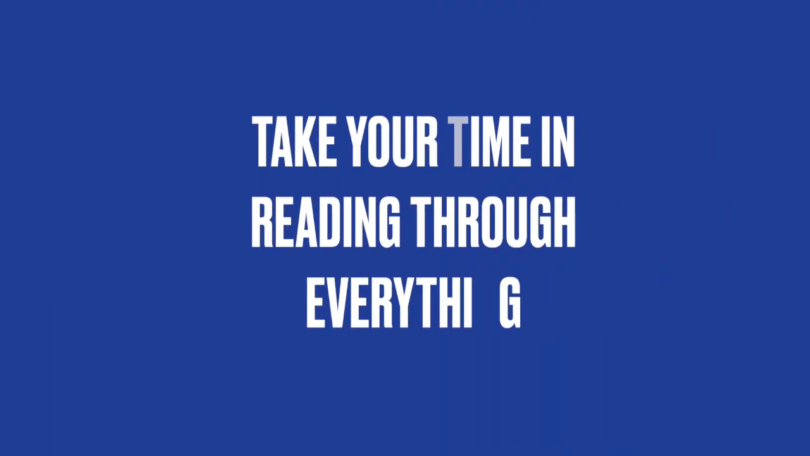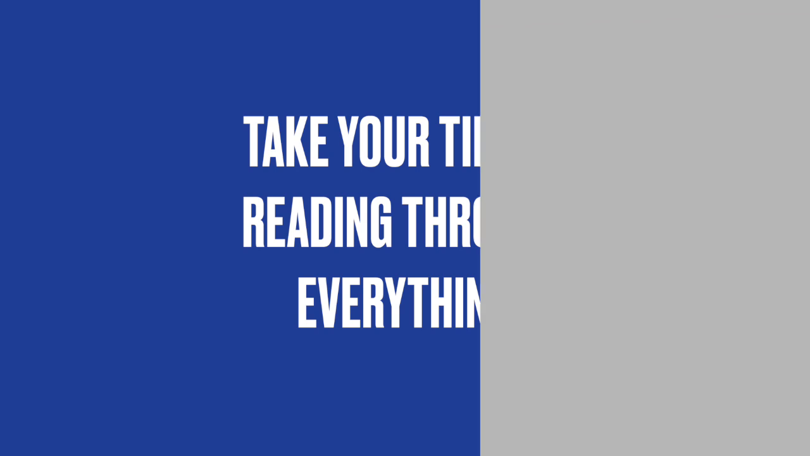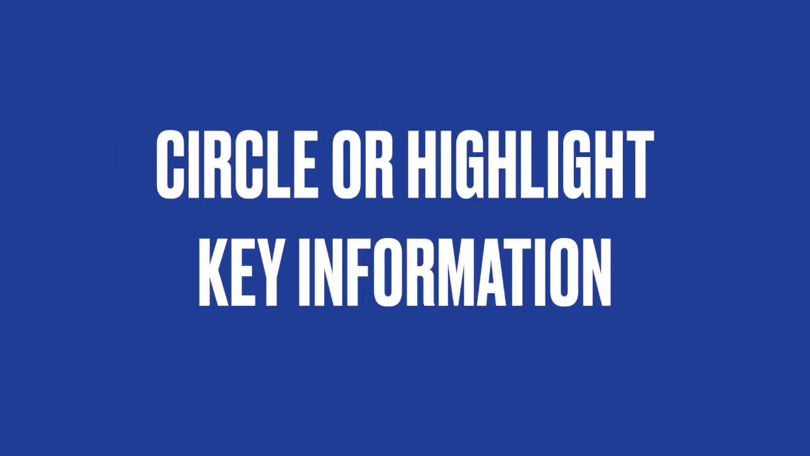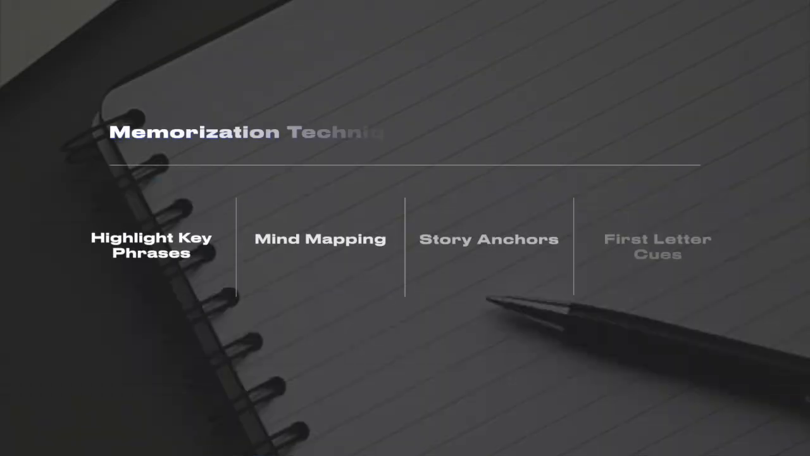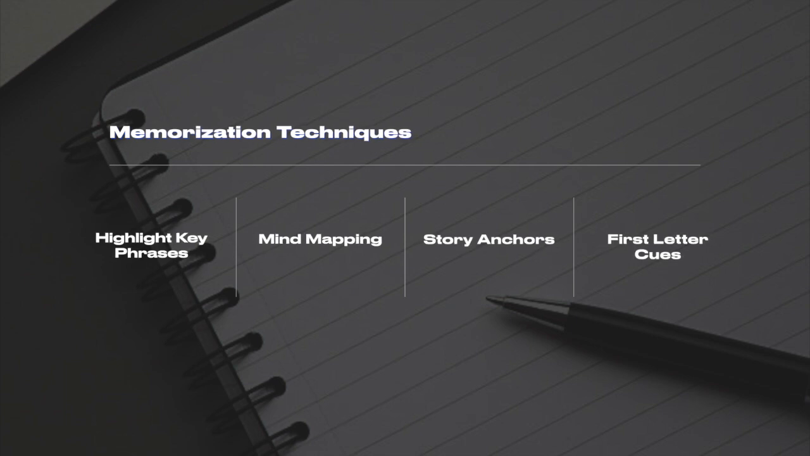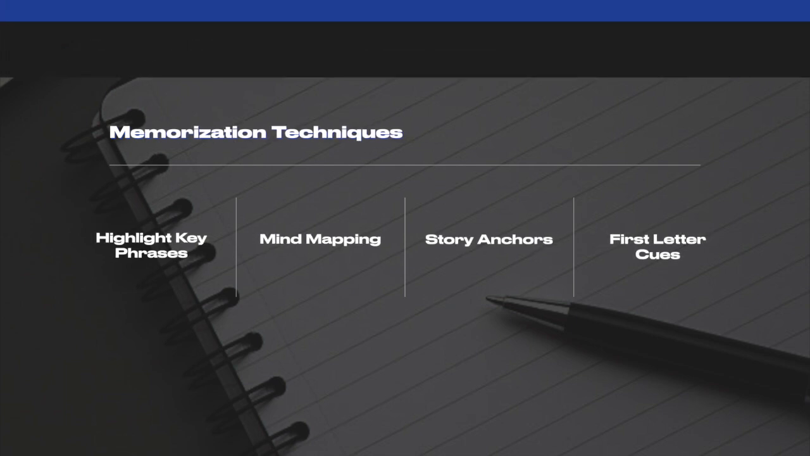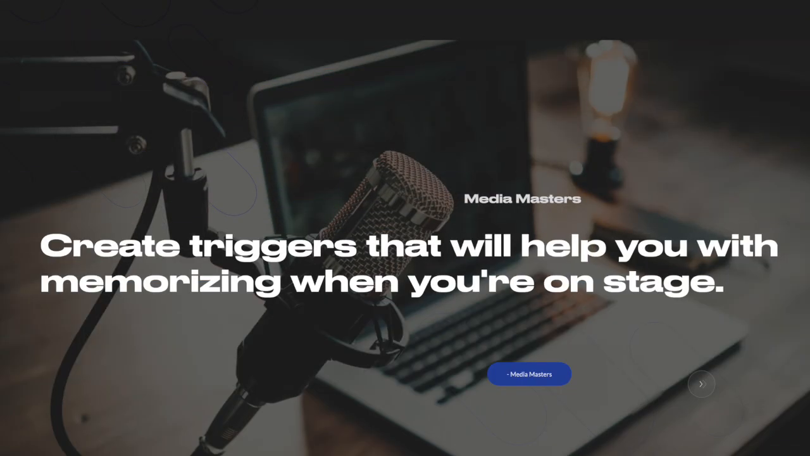Here are the basics. Take your time in reading through everything, but really circle or highlight or put an asterisk. I like to do squiggly lines a lot under. I always do squiggly lines, or I circle things a lot. And this is a memorization technique for you to be able to have triggers that will help you to memorize what is important when you're on stage.